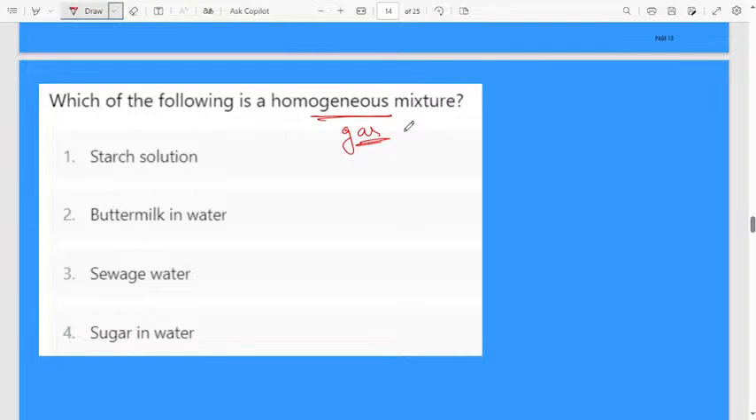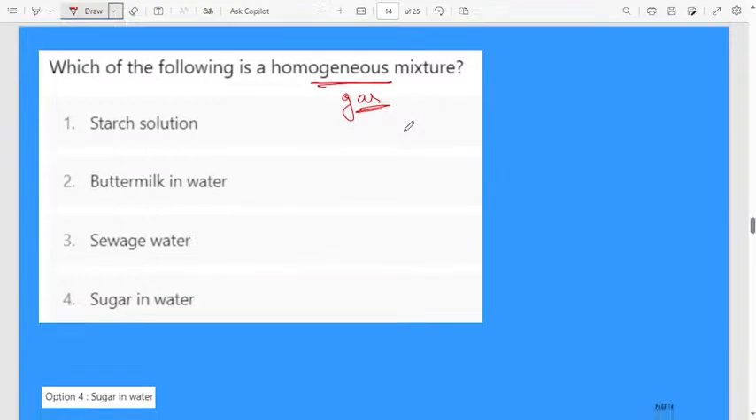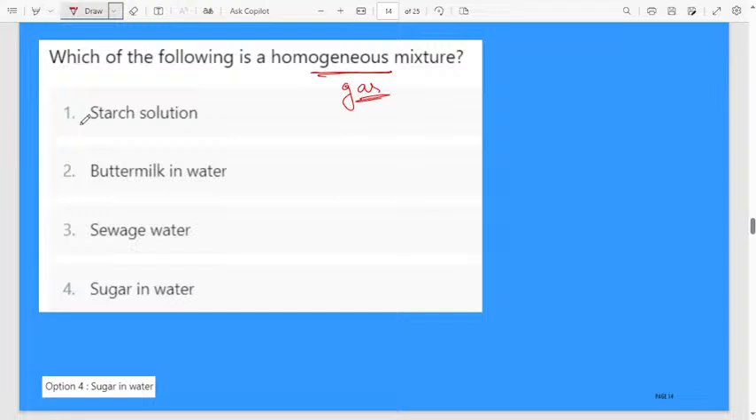Here the options given are: first, a starch solution; second, buttermilk in water; third, sewage water; and fourth, sugar in water. This is a homogeneous mixture. Here sugar in water we consider as a saturated solution. If you add more sugar to water at ordinary temperature, it will not mix at all, and that is not an example of a homogeneous mixture. But here they have not mentioned anything, so we consider sugar in water up to a saturated level.